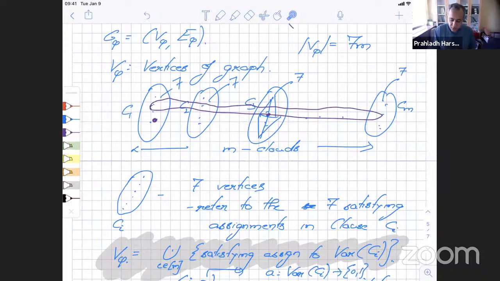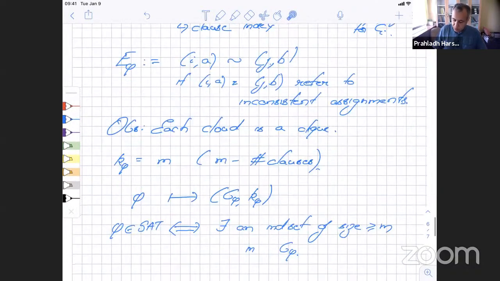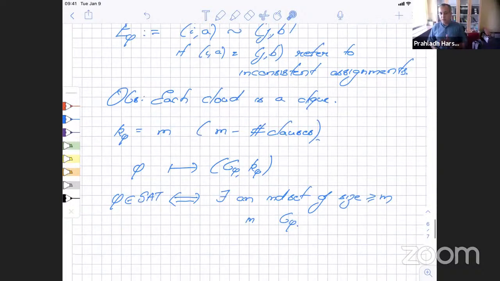That this one doesn't say x1 is 1 and this one doesn't say x1 is 0. If that was the case, there would have been an edge. There is no edge because you know it's an independent set. Therefore, all these local assignments are consistent, and you can glue them together to get a global assignment. The global assignment satisfies every single clause because the vertices correspond to satisfying assignments. Therefore, this goes in either direction. This proves it: phi is in SAT if and only if there's an independent set of size at least m, which is k phi.